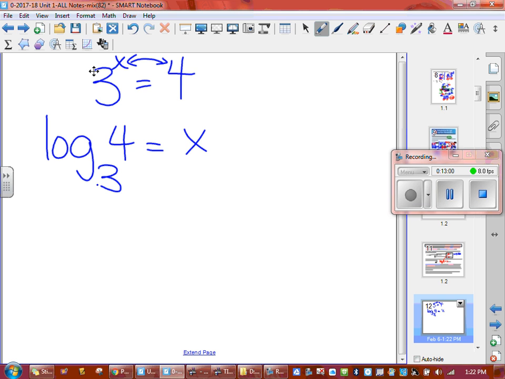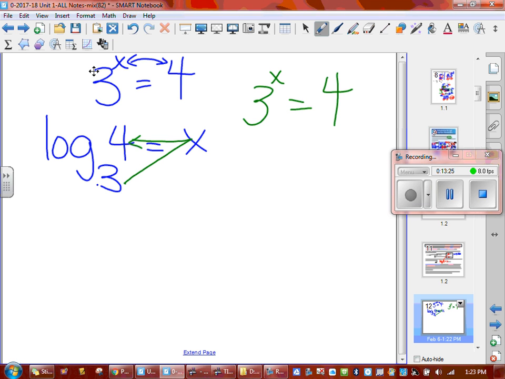So if I want to convert back, how do I convert back? It's called the 7 rule. The 7 rule works like this. Base, exponent, equals answer. Okay, that's the 7 rule. So it will be 3 to the x equals 4. Okay, that's our 7 rule. Let's take another one.